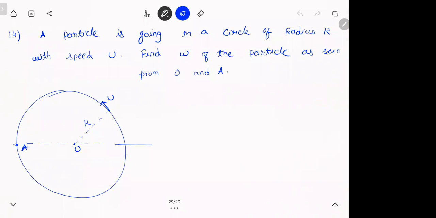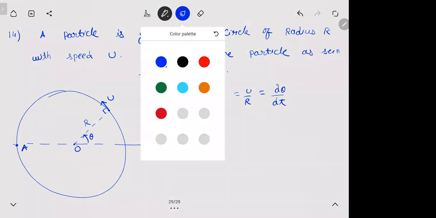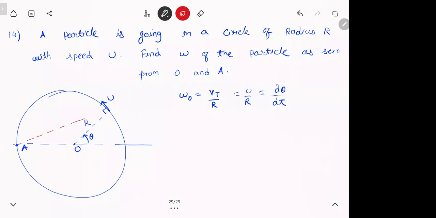Let's see. Now see. Let this angle be theta. And we know this omega about O is what? V tangential by radius r. That is okay because this is perpendicular anyway. When you're standing on O, the V tangential is nothing but u and r. This is d theta by dt. But tell me one thing, if you're standing on A, do you think this is perpendicular? No, the velocity is not perpendicular.